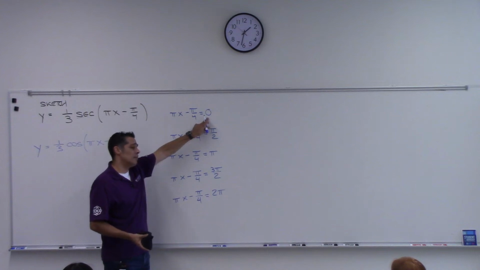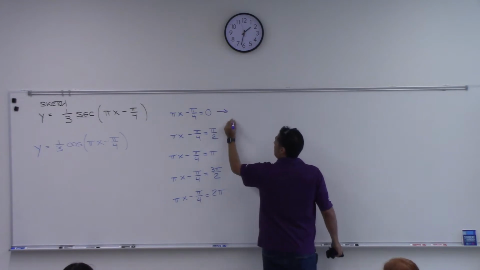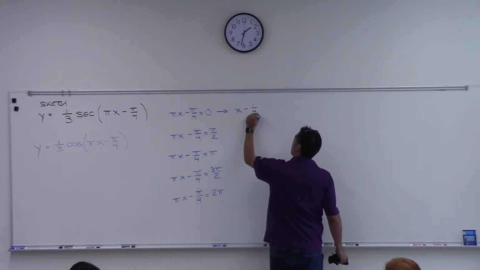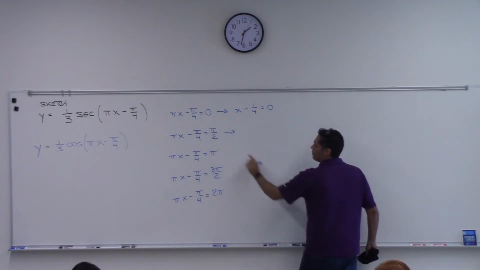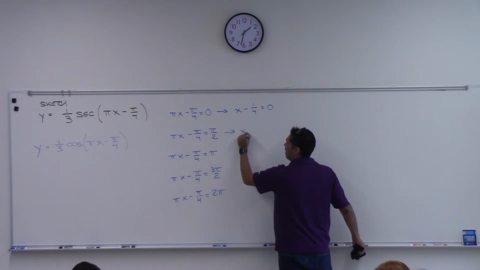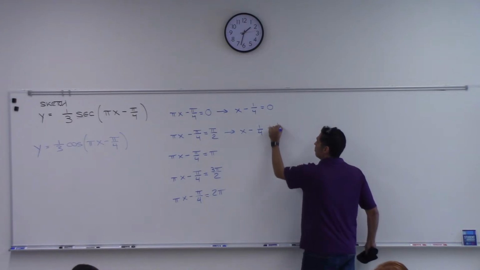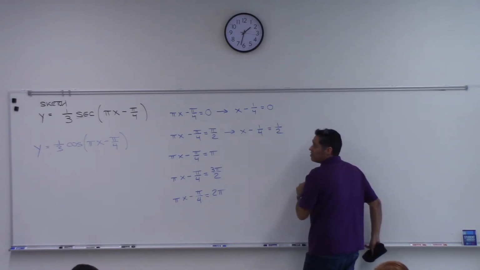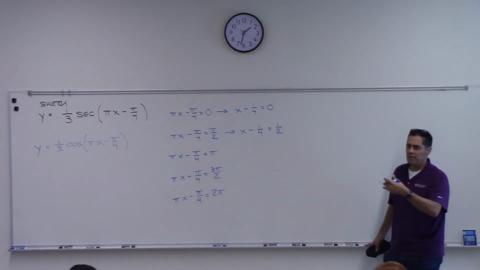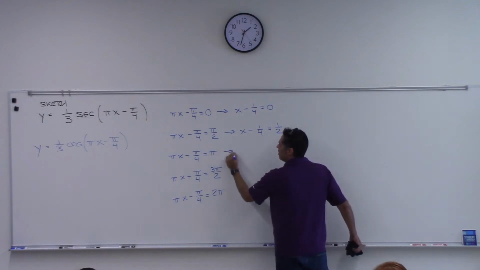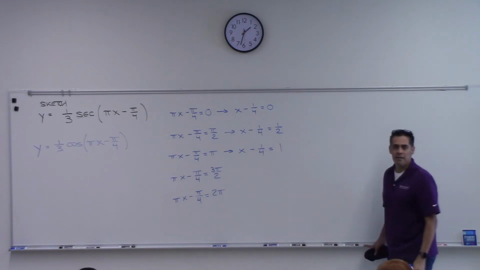By pi, we still get 0, don't we? That's just going to make it a little easier for me to look at. So divide by pi, I get x minus a fourth equals 0. What would this one become? x minus a fourth equals 1/2, right? I'm basically just canceling all my pi's out. You don't have to do it this way. I'm just pointing out that if the pi's confuse you, you can kill them off in this problem by just dividing by pi.